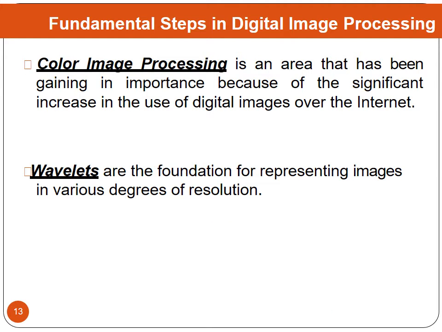Next one is color image processing. In color image processing we gain significant information that is recorded in that particular image. For example, the images placed over the internet play a major role in color image processing. While processing a color image, we have to consider two important models, the CMY model or the RGB model. The next step is wavelets. In wavelets we divide the particular image into small wavelets. After that we can apply whatever process is needed to enhance that particular image.